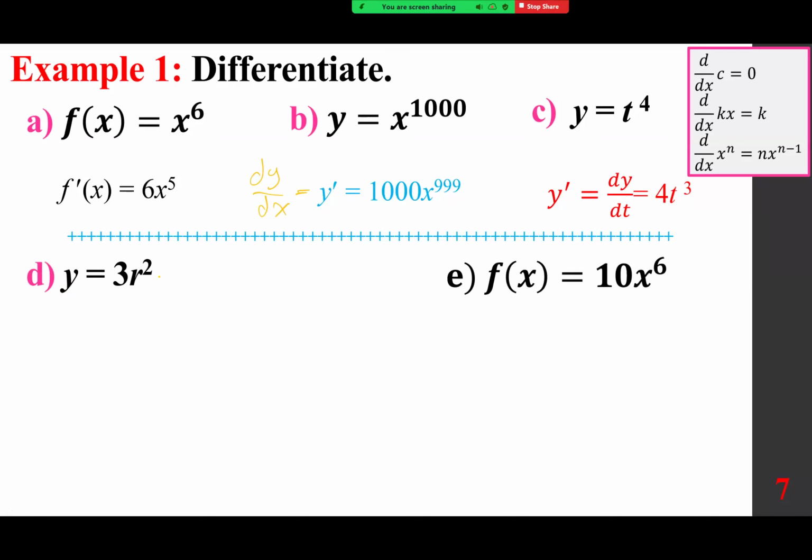And it's important to know that you can say y prime, that's fine. Or you can say dy dr. And it's 3 times 2 r to the power of 2 minus 1. We get 6r. What I want to mention is various notations, dy dr, d dr of 3r squared, 6r.